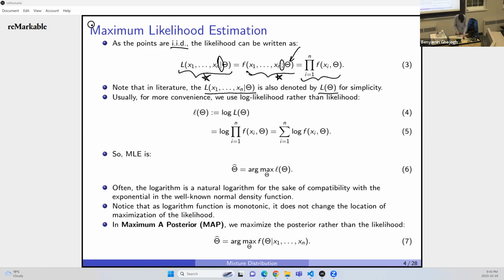Usually, for more convenience, we use log likelihood rather than likelihood. Can you tell me 2 reasons at least? Yes, 2 reasons for why we use log likelihood rather than likelihood, or log posterior rather than posterior in machine learning. At least 2 reasons.